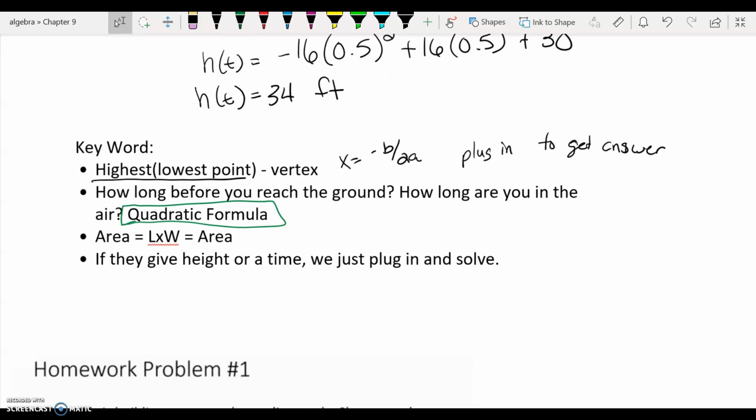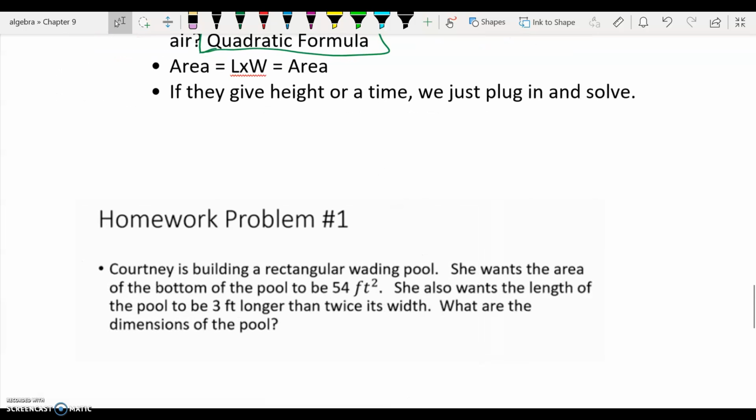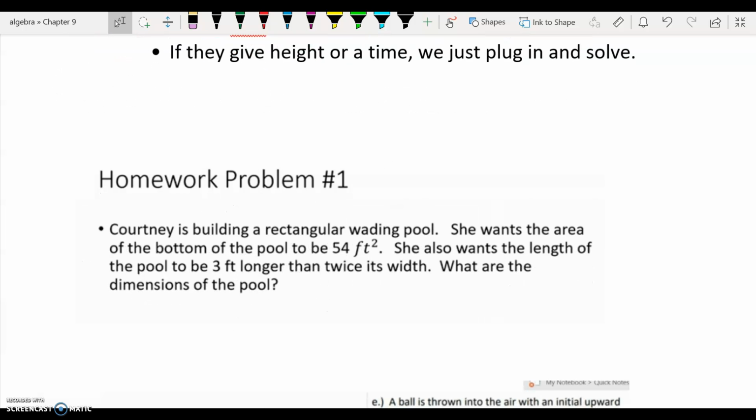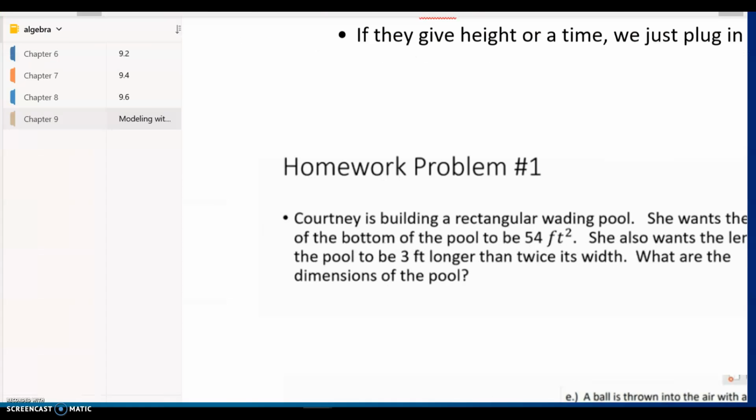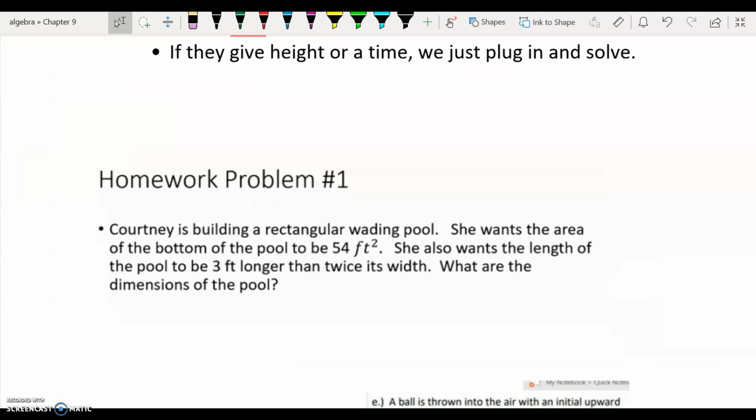Again, this is just an intro. I want you guys to try these. So I'm going to give you 3 problems and make them open-ended, and I want you to try them. So homework problem number 1. It says Courtney is building a rectangular wading pool. She wants the area of the bottom of the pool to be 54 feet squared. She also wants the length of the pool to be 3 feet longer than twice its width. What are the dimensions of the pool?